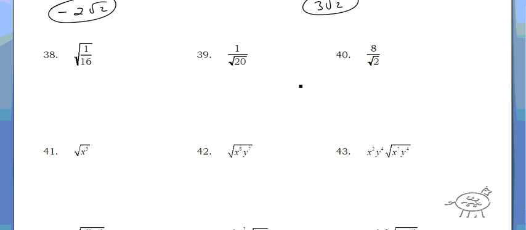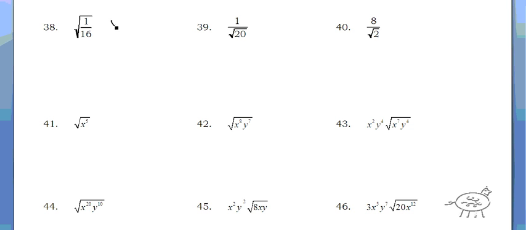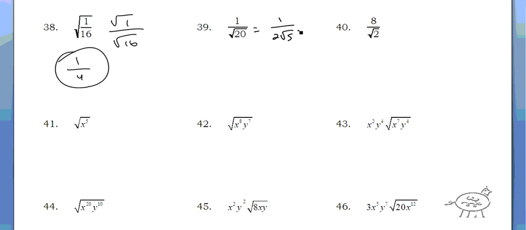Okay, 38 is really easy. Square root of 1 over square root of 16. That's just 1/4. Okay, this one, before you rationalize it, I would simplify it. So that's equal to 4 times 5, so 1 over 2 root 5, and then rationalize it. You're going to have to simplify it anyway at the end, so might as well do it early. So you get root 5 over 10.